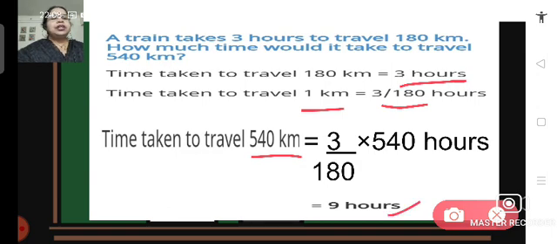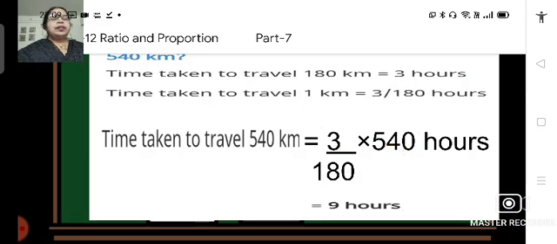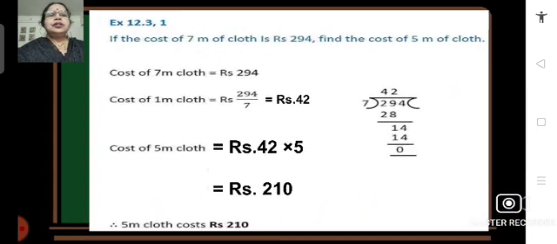How do we solve it? We can cancel the zeros, and 3 and 18 can be divided by 3. So 3 1 times is 3, 3 6 times is 18. Now 54 upon 6 can be divided by 6, 6 1 times is 6 and 6 9 times is 54. So 9 hours we get. Time taken to travel 540 kilometers is 9 hours. Now let's start to solve the problems of exercise 12.3.